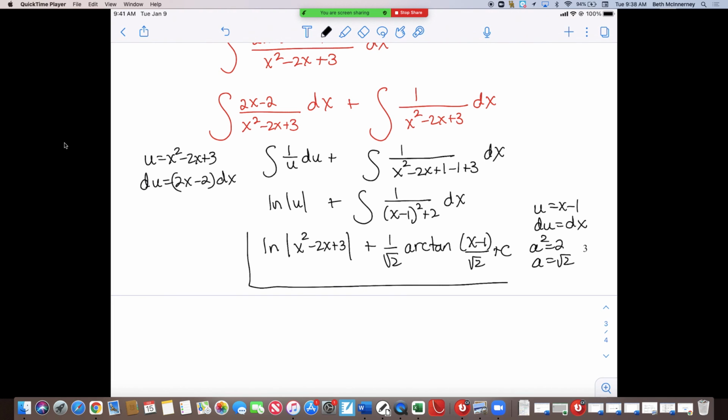All right, did we get this one? Natural log, absolute value, x squared minus 2x plus 3 plus. I have to complete the square on the one on the right. Be careful with that one because a squared is 2, so a is the square root of 2. And so that formula is 1 over a.